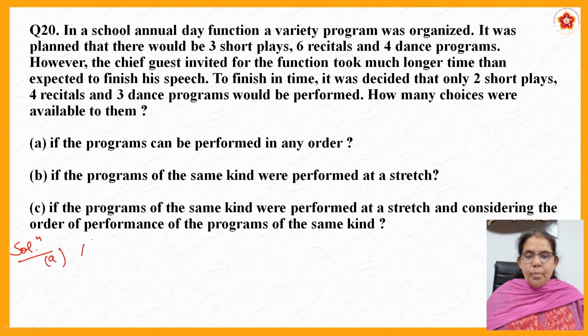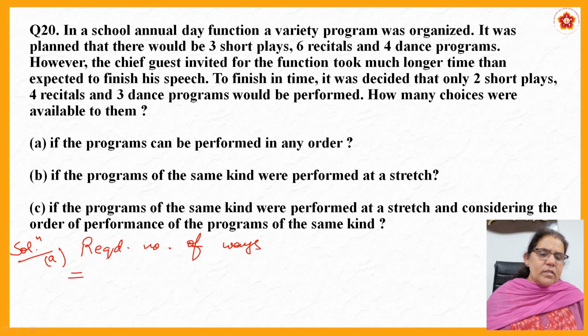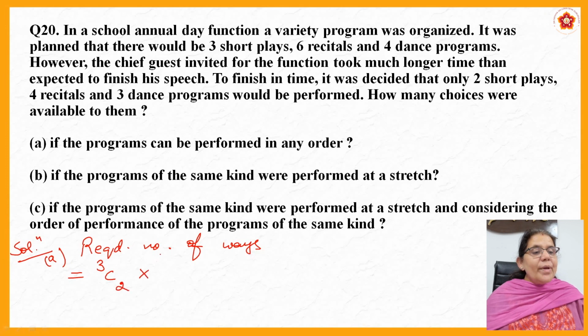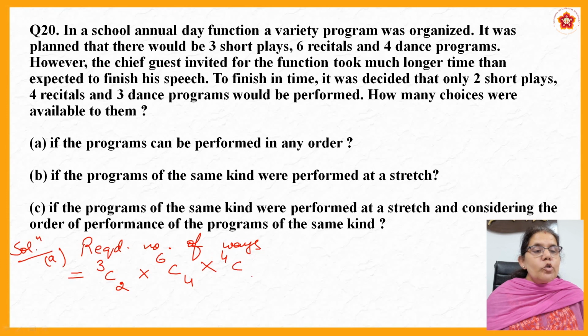Let's see this part A of the question. This you will write yourself, required number of ways. As I said, out of 3 short plays, how many were chosen? Just 2 were chosen. Out of 6 recitals, 4 recitals were chosen, so it will be written as 6C4. Out of 4 dance programs, 3 dance programs were chosen.